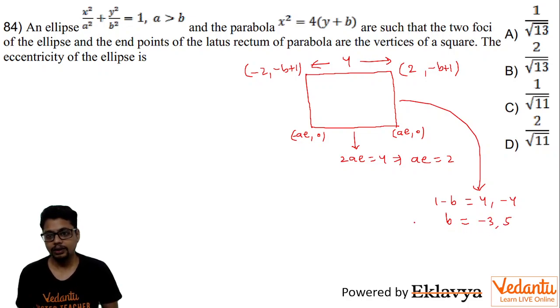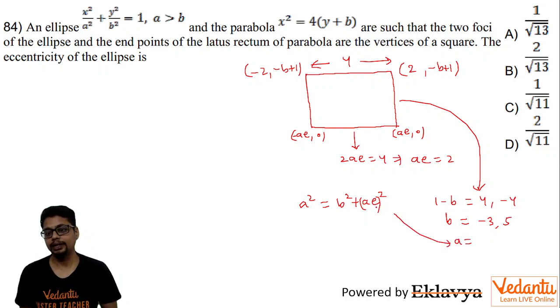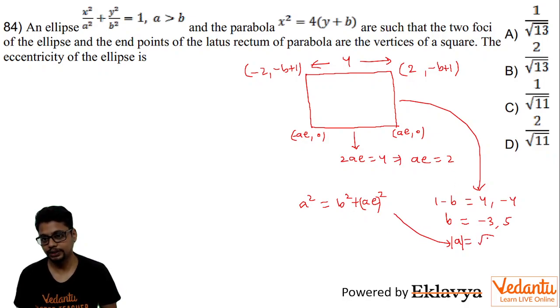Now we also know that in case of an ellipse, a square is equal to b square plus a square e square. Here ae is 2. If b is minus 3, then a would be, assuming a to be positive, or mod a if you want, 9 plus 4, 13, root 13, and with 25 you get root 29.